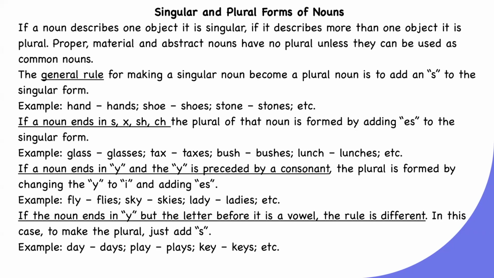If a noun ends in Y and the Y is preceded by a consonant, the plural form is formed by changing the Y to I and adding ES. For example, fly, the L is a consonant. So fly becomes flies, sky becomes skies, lady becomes ladies, etc. But if the noun ends in Y and the letter before it is a vowel, the rule is different. In this case, to make the plural, you simply add an S. For example, day, days, play, plays, key, keys, etc.